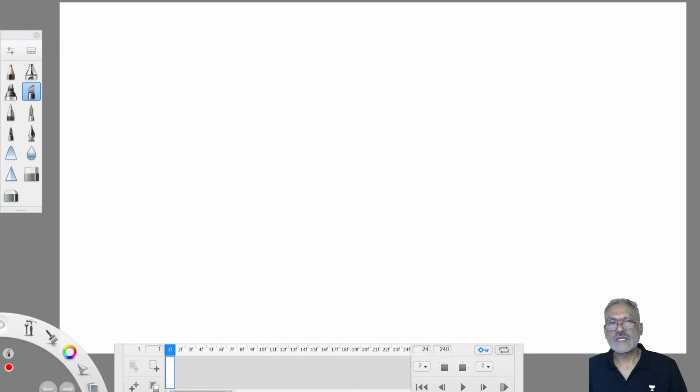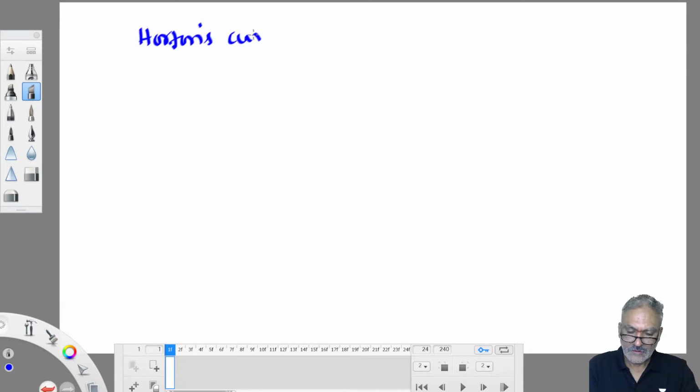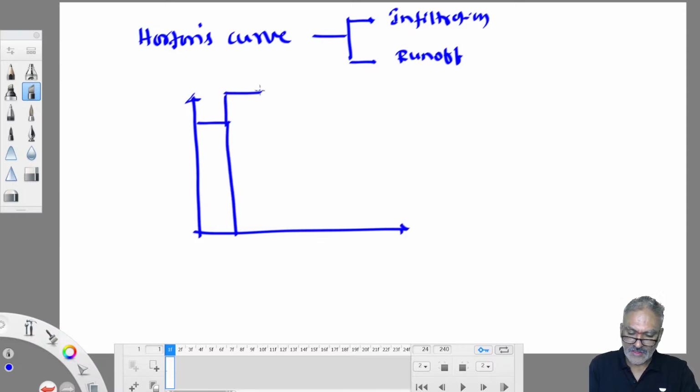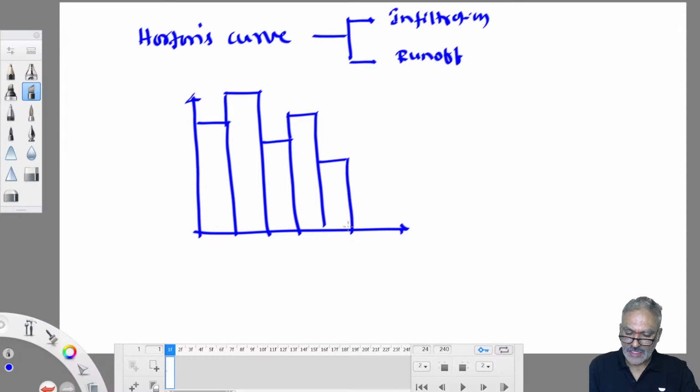Okay, let us continue our discussion with respect to Horton's infiltration capacity curve. Using Horton's curve, I can measure both infiltration and runoff. If infiltration is given, runoff can be worked out. If runoff is given, infiltration can be worked out. How? By superimposing Horton's infiltration capacity curve over the rainfall hydrograph, along with the infiltration, we can also work out the runoff component.